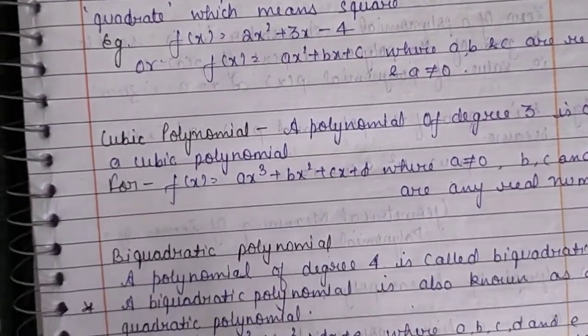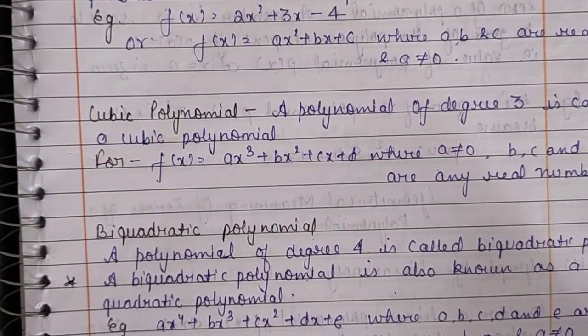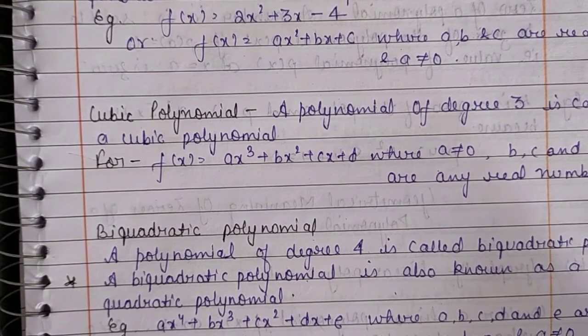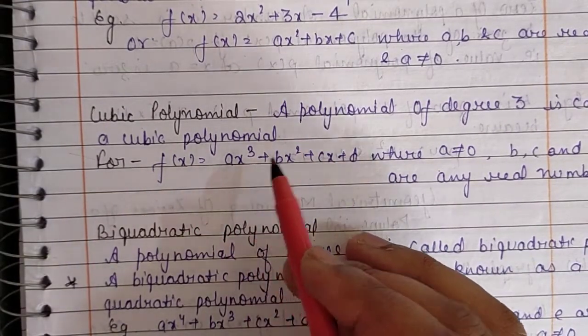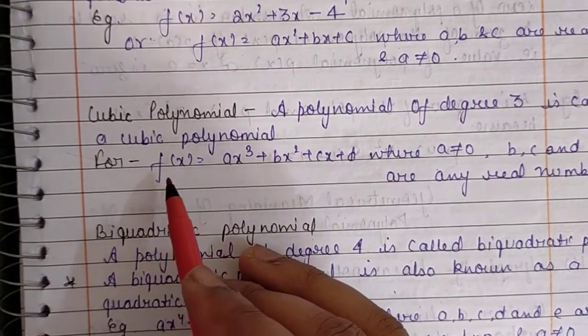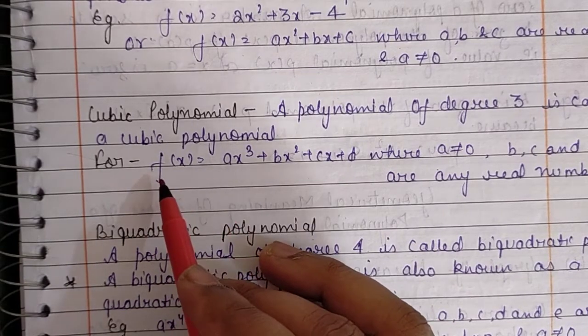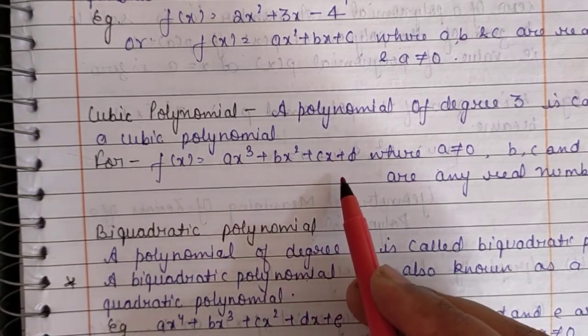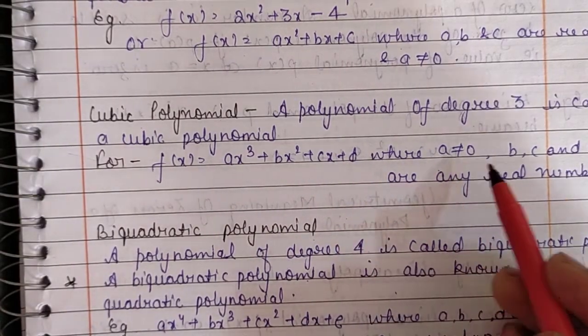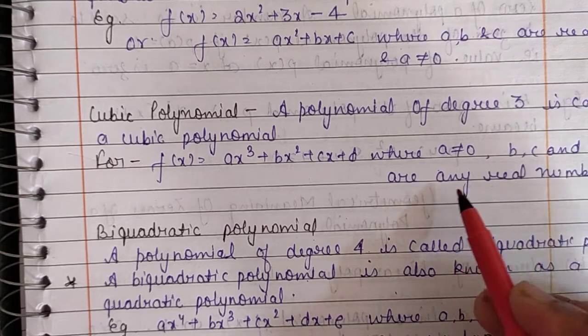Now the next one is cubic polynomial. A polynomial of degree 3 is called a cubic polynomial, since it has degree 3. If we represent it in the general form, it is ax^3 + bx^2 + cx + d, where a is not equal to 0, and a, b, c, d are any real numbers.